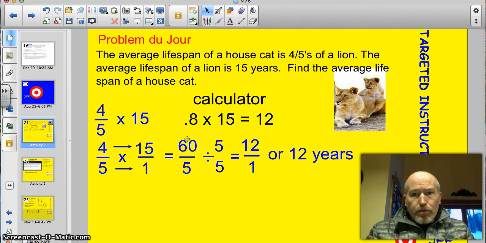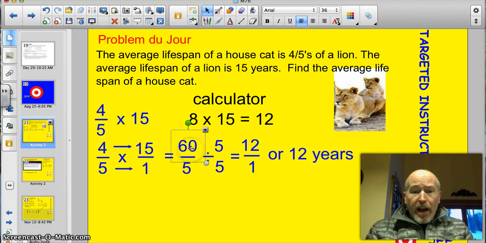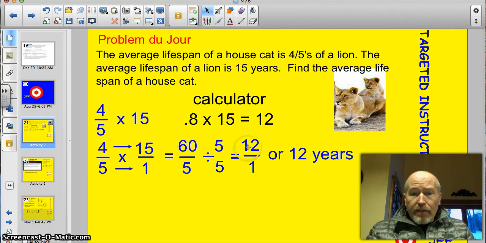I have to reduce that, and that's an improper fraction. So let's divide by 5. 60 divided by 5 is 12. 5 divided by 5 is 1. I still have an improper fraction, but I know that 12 over 1 is the same as 12. Congratulations, you've just multiplied your first set of fractions.